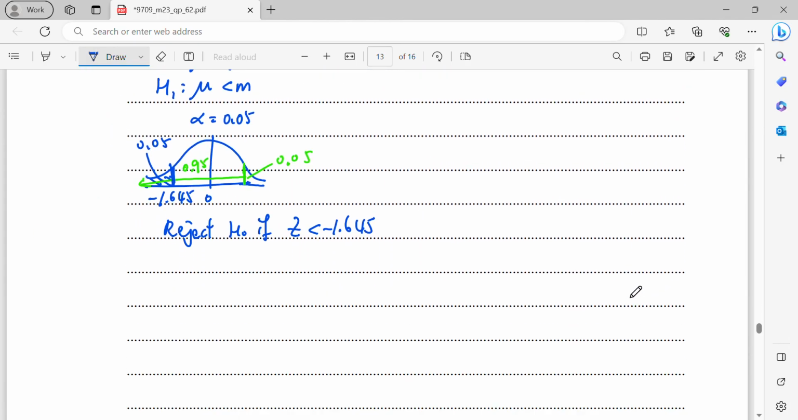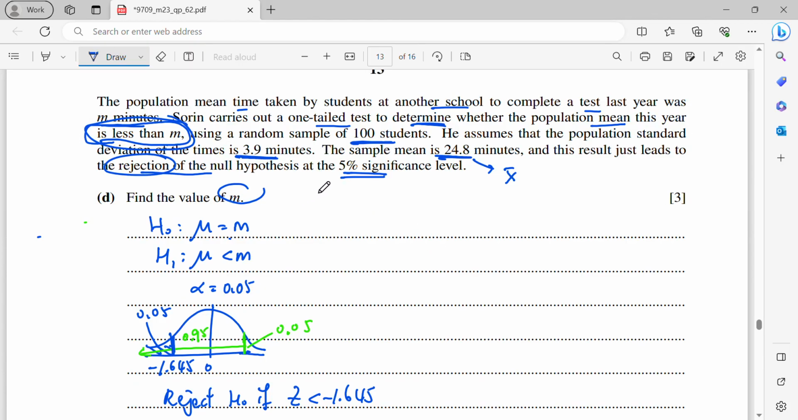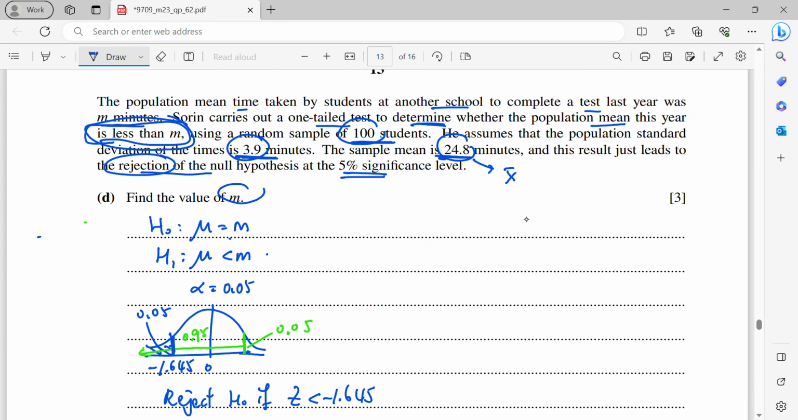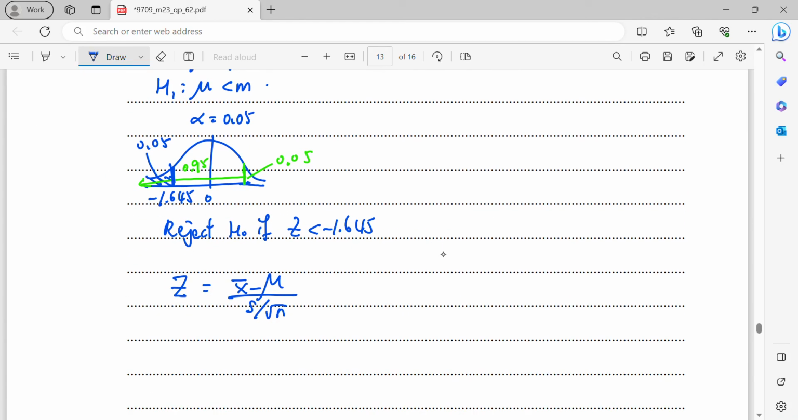Okay, and now it's mentioned that it is reject H naught. So now, your Z value, I compute the value first, then I will compare. It will be x bar minus mu over s over square root n. This is the formula for the Z. And now, in the question you are given the standard deviation 3.9, n is 100, x bar is 24.8, the mu is m. And we know that the result is reject H naught. This result leads to rejection of H naught.